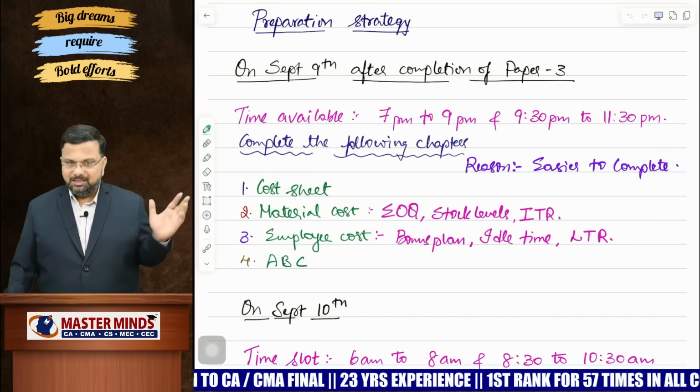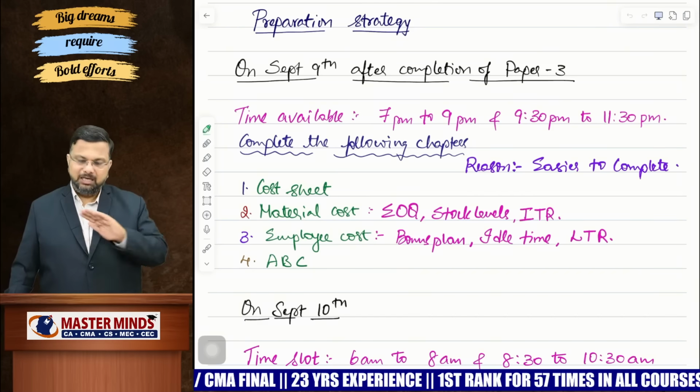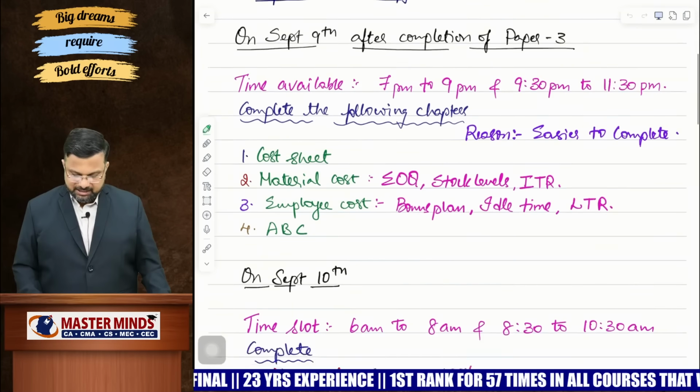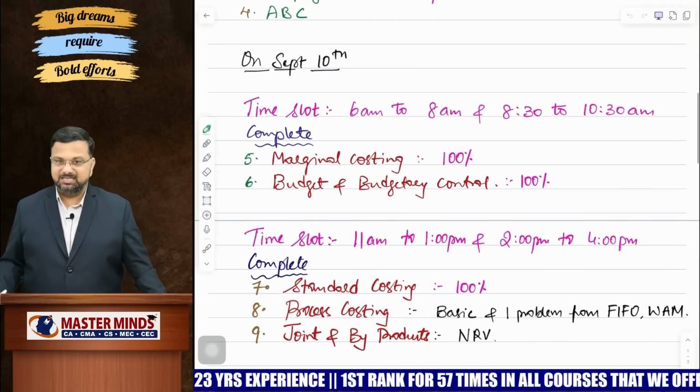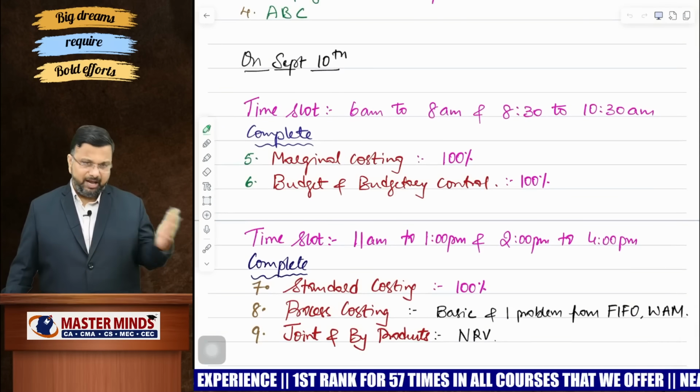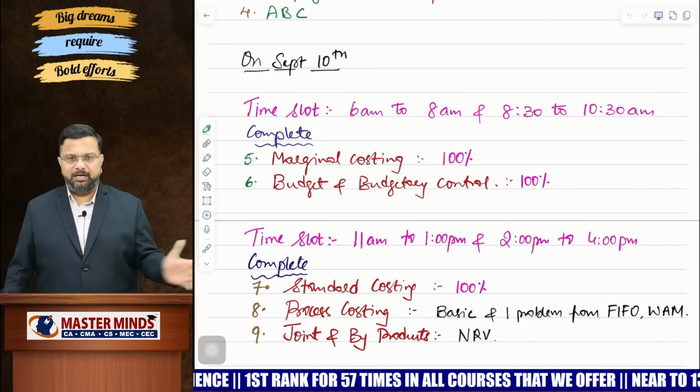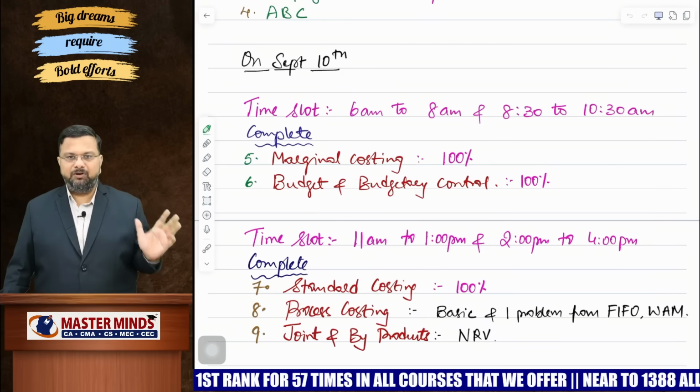Next, September 10th, which is completely available for you. What I have done is that I have divided it into different slots. Morning, expecting that you wake up by 5:30 or 5, complete your daily chores and everything, and start preparing from 6 a.m.